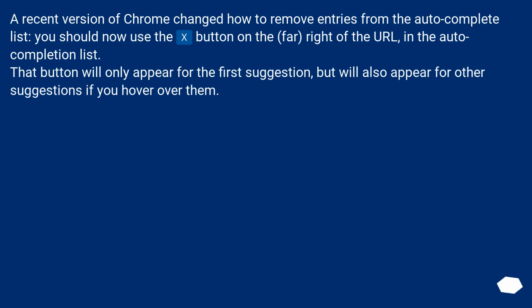A recent version of Chrome changed how to remove entries from the autocomplete list. You should now use the X button on the far right of the URL, in the auto-completion list. That button will only appear for the first suggestion, but will also appear for other suggestions if you hover over them.